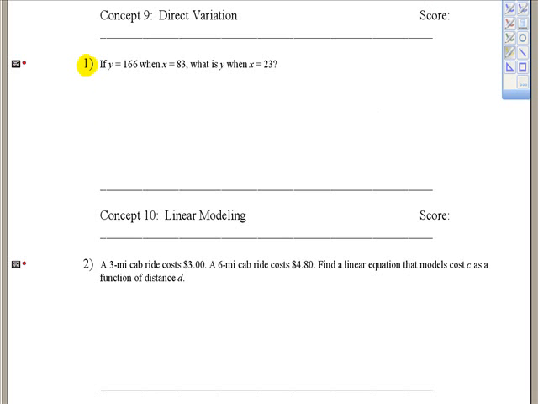It says, if y equals 166 when x equals 83, what is y when x equals 23? The way I would suggest that you solve this is to set up a proportion, or basically set up the ratio y over x, which is what we use with direct variations anyway. So we'll do y, 166 over x, 83, equals y, which is unknown this time, over x, 23.